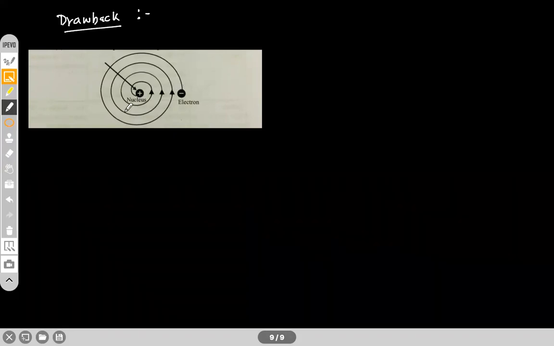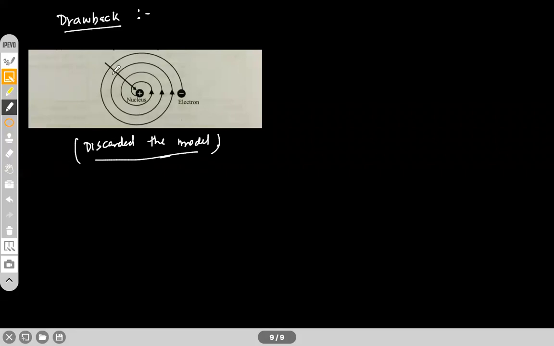An atom, we know, is quite stable. It is not like atoms are unstable substances, correct? So this is the drawback of the Rutherford model, and because of this drawback only, we discarded this model. What is the drawback? It could not explain why atoms are stable. According to this Rutherford model, the atom must be unstable, but that is not the fact. The fact is that the atom is quite stable.